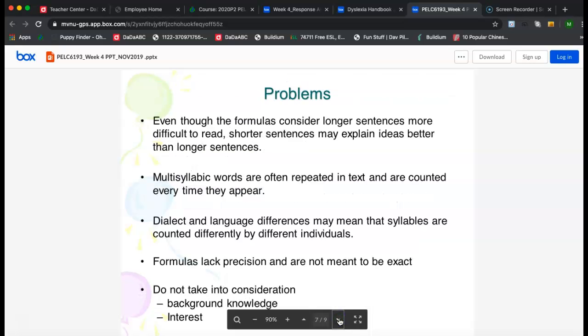Problems with readability formulas. Even though these formulas consider longer sentences more difficult to read, shorter sentences may explain ideas better than longer sentences. And these formulas don't take that into account. Oftentimes, you can be succinct in what you say rather than drawing it out and drawing it out and drawing it out.